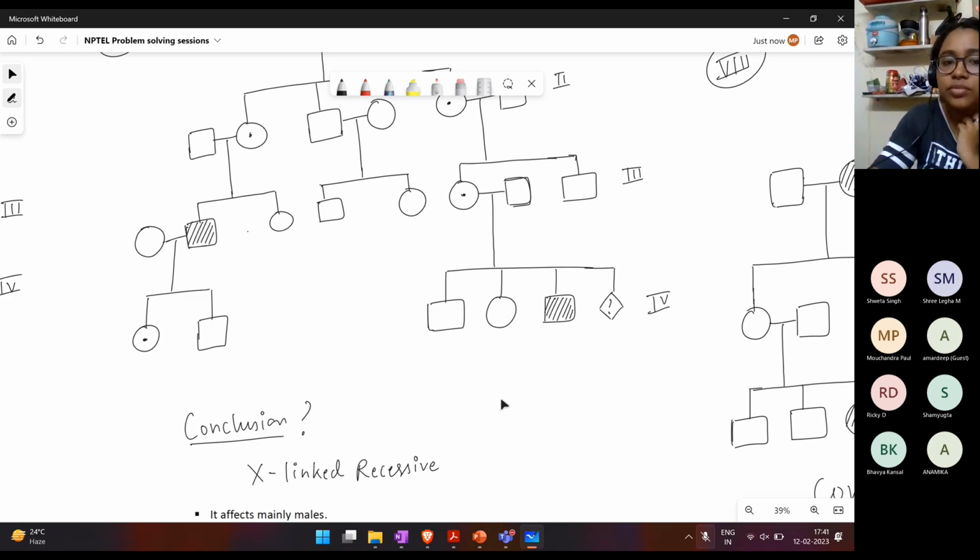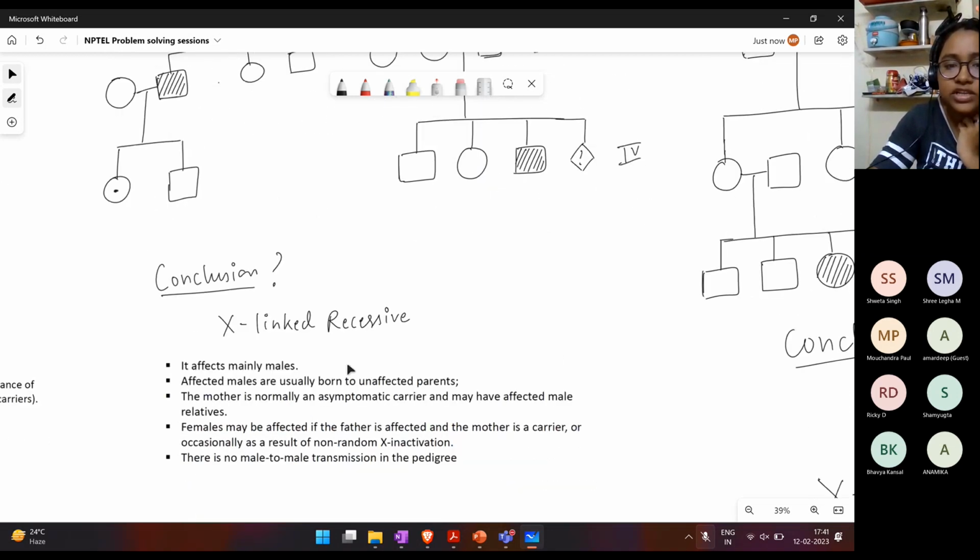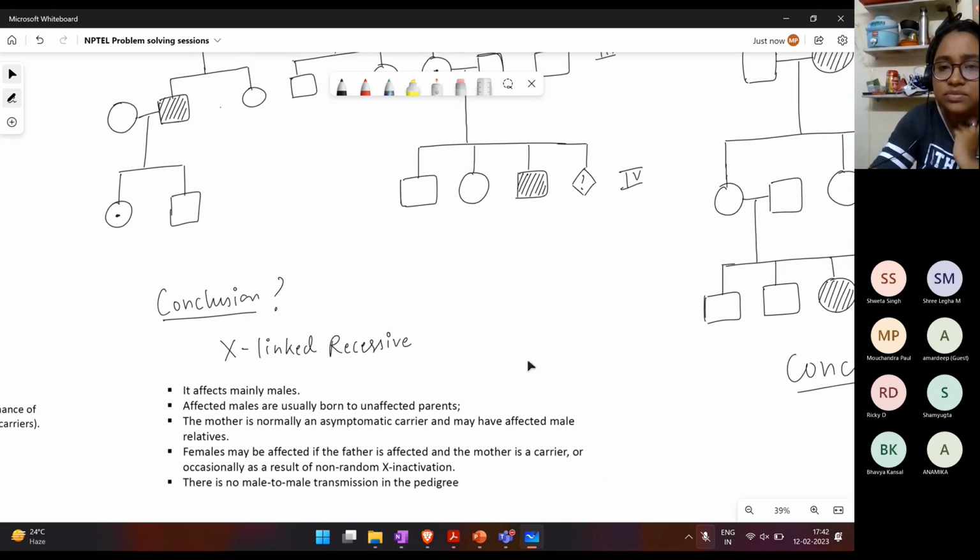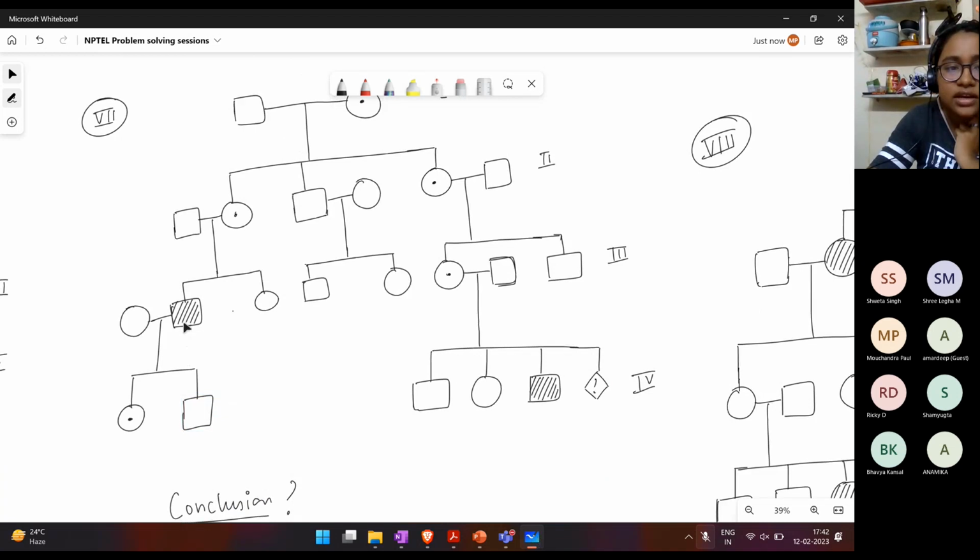So that is what is written here in this point. Females may be affected if the father is affected and the mother is a carrier, right? And there is no male to male transmission. So I'm able to see that the father is not transmitting the defective allele to his son, isn't it? Because the father will only give the Y chromosome, not the X chromosome. But he has given the defective allele to his daughter, right? But because of the normal copy from the mother, the gene is not getting expressed in the daughter.